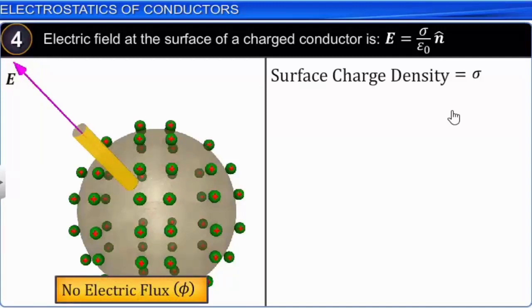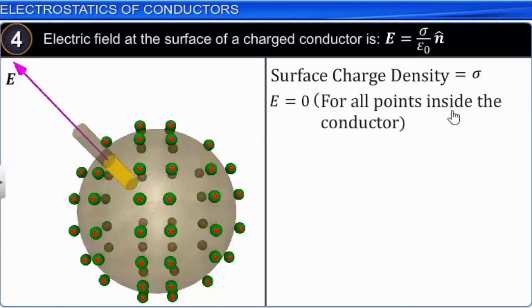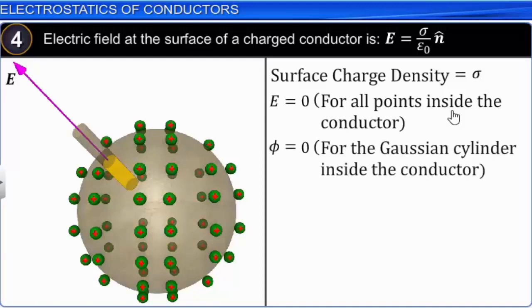We also know that electric field strength E is equal to 0 for any point inside the conductor. And hence, the electric flux through the Gaussian cylindrical part inside the conductor is 0. However, there is electric flux through the flat face of the Gaussian cylinder just outside the conductor, as the electric field strength E is perpendicular to the flat face.